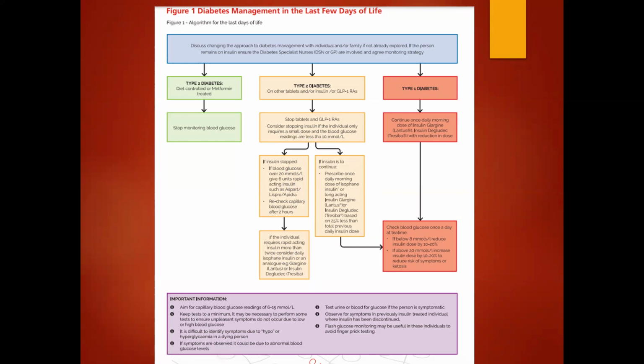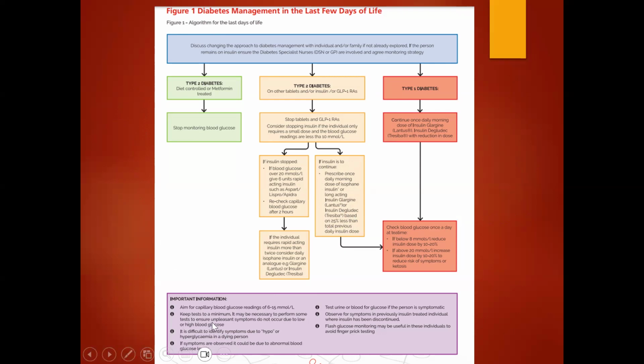If insulin is to continue, prescribe once daily morning isophane or long-acting glargine insulin, or for example Tresiba as well, which is degludec, based on 25% less than the total previous insulin dose. And then we can follow the same principle as we did for the type 1 diabetics by adjusting their doses as per the evening blood glucose. So, important information further: aim for capillary blood glucose between 6 to 15 millimole per liter. This is the algorithm for the last days of life.